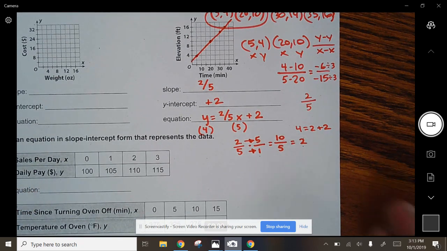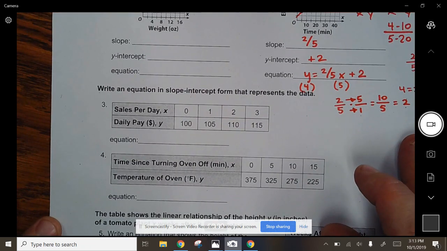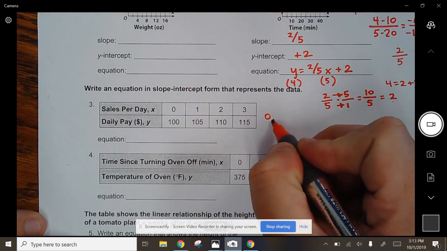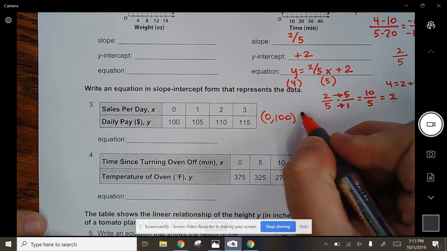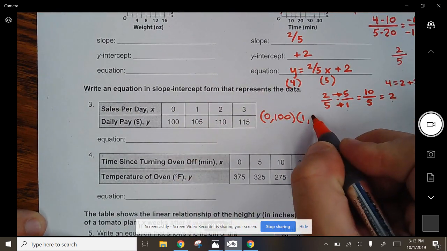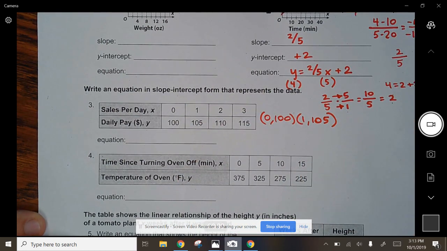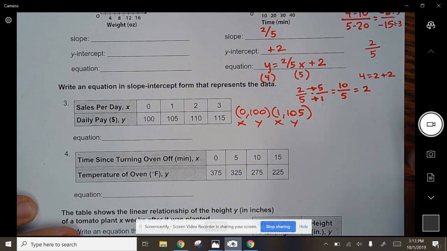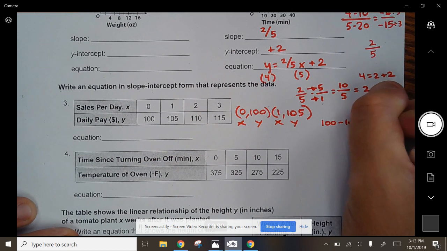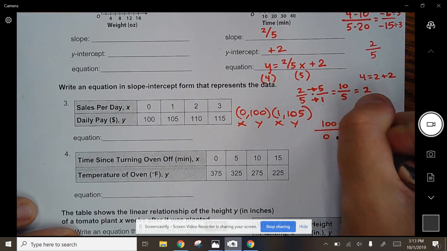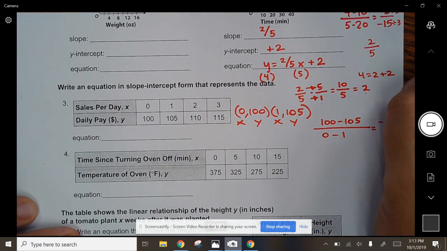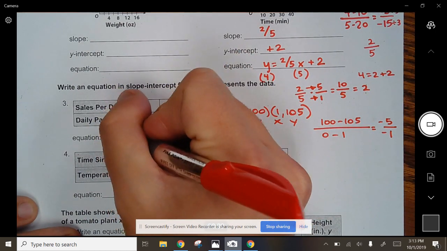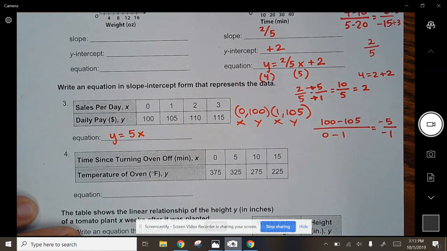Now, the next one. Write an equation in slope-intercept form that represents the data. This is x and y, so don't get confused with your coordinates. All right? And this is x and y. And go ahead and solve this. Again, don't cheat. Go ahead and use your calculator. I got 100 minus 105, 0 minus 1. Negative 5 over negative 1, so we know negative over negative is a positive.